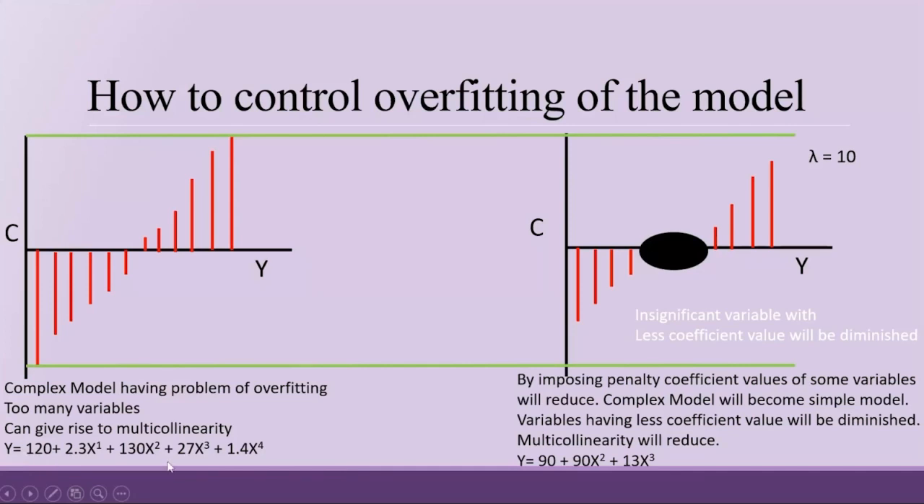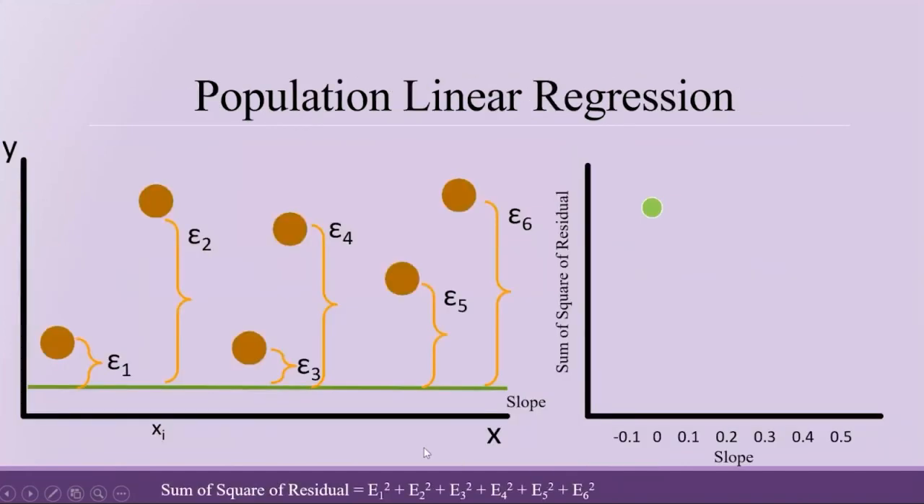See now, your original equation is this one. Now 2.3x1, which was having a very minimal effect, is gone. 1.4x raised to 4 is gone, and we are having a very simple equation: y is equal to 90 plus 90x square plus 13x cube. Now, from complex model, we have shifted to the simple model. Moreover, the values of the coefficient have also shrunk.